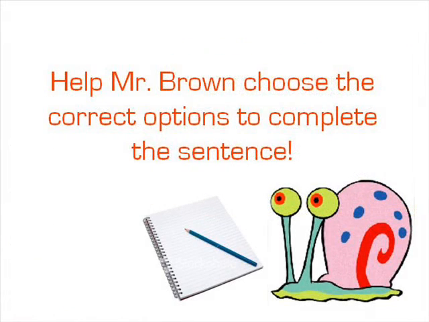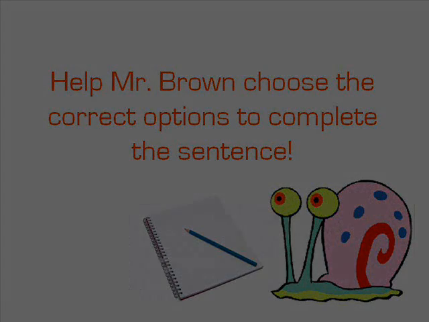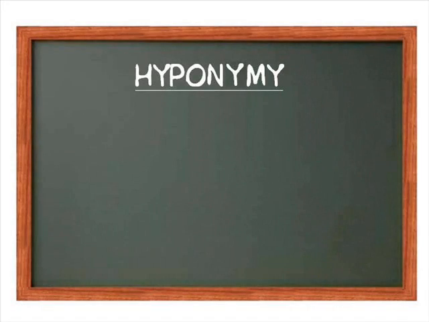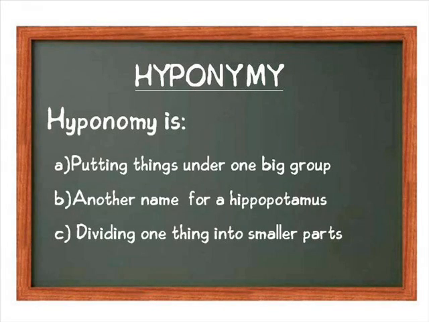In order to help Mr. Brown, choose the correct options to complete the sentences. Let's start with hyponymy. Hyponymy is A. Putting things under one big group, B. Another name for hippopotamus, or C. Dividing things into smaller parts. The answer is A. Putting things under one big group.